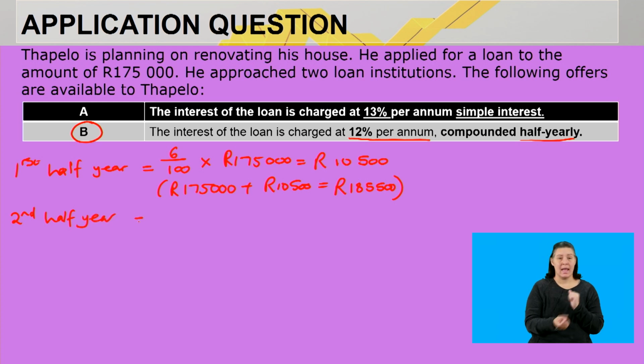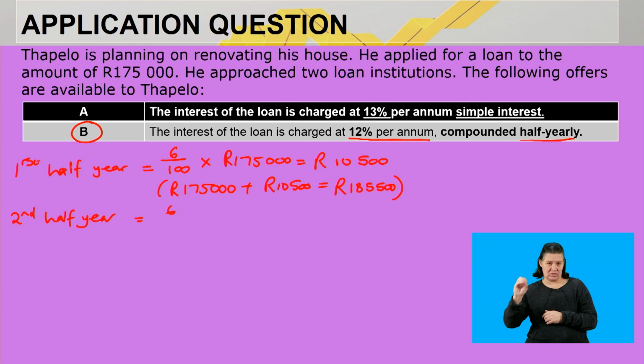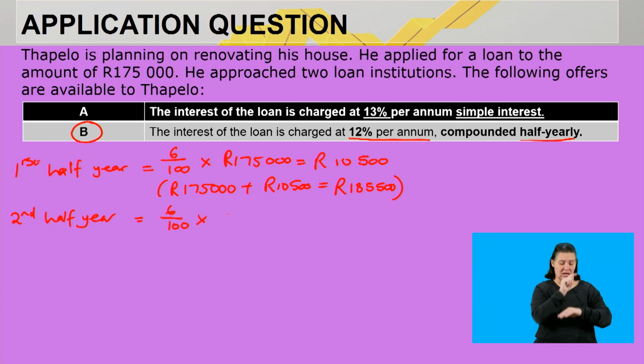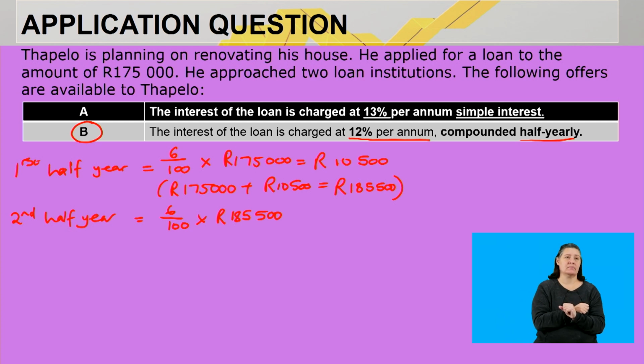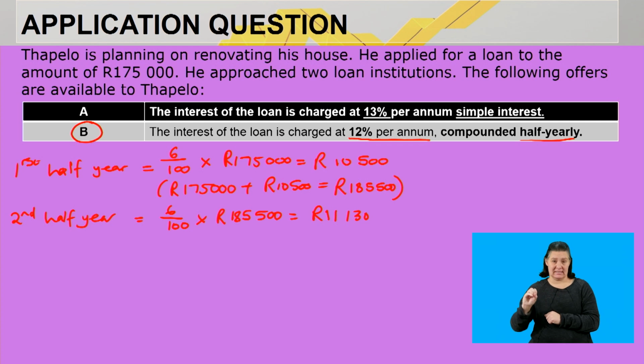What needs to happen now? We are no longer working with the 175,000. We have a new principal amount, and that is 185,500 rand. So I'm going to calculate 6% on the new principal amount of 185,500 rand. So multiply by 6 divided by 100. So that will give us interest for the second half year of 11,130 rand.